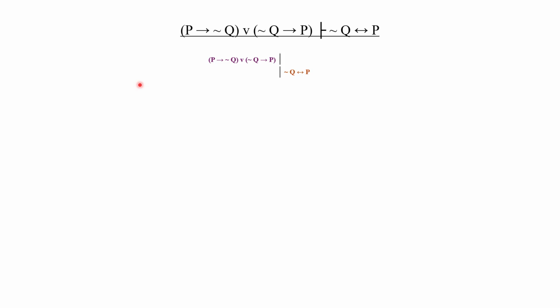Okay, for this one we have a rather long premise here, which is going to make this really branchy, so please don't get scared by that. We're going to start with our premise here, and since it's a wedge statement, we need to break it down into these two branches in which the left side's true or the right side's true. So that's why we have our P arrow tilde Q here, and then our tilde Q arrow P here.